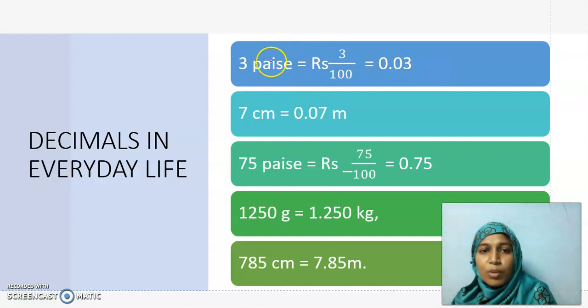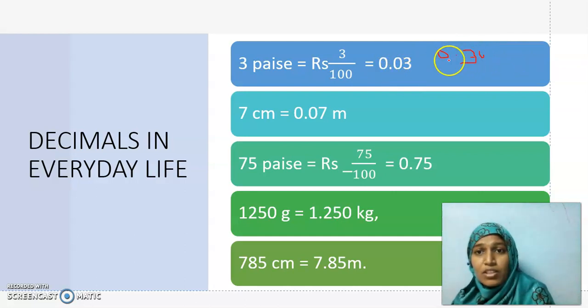We can convert pies to rupees using the decimal point, 0.03. If it is 30 pies, it will be 0.30. There is a difference between 3 pies and 30 pies. If you write 3 pies as 0.3, is it right? Are both the same? No, my dear children, both are different. This is 03 and this is 30. If you write 0.3, you are saying 3 pies as 30 pies. So be careful while you place decimal points.